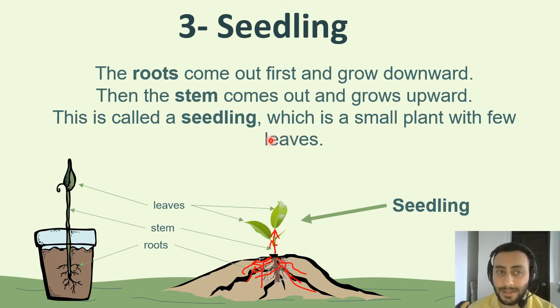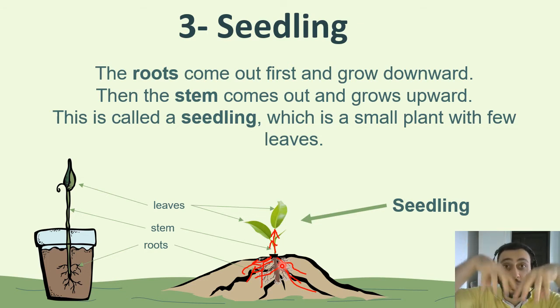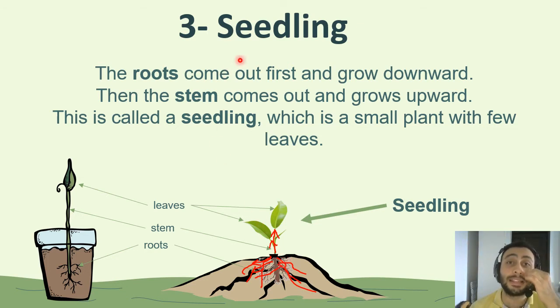When this happens, we call it a seedling, which is a small plant with few leaves. See, 1, 2, 3, only 3 leaves because it's so small. So it doesn't have many leaves. It doesn't look very big. It's still very small. So this is called seedling. Seedling is when the sprout, remember stage 2, will start to grow bigger. It will start to have leaves. It will start to have strong roots. Then we call it a seedling.